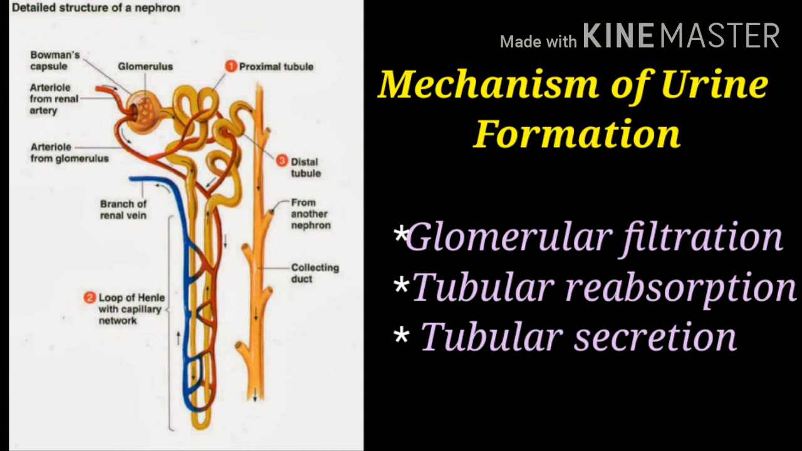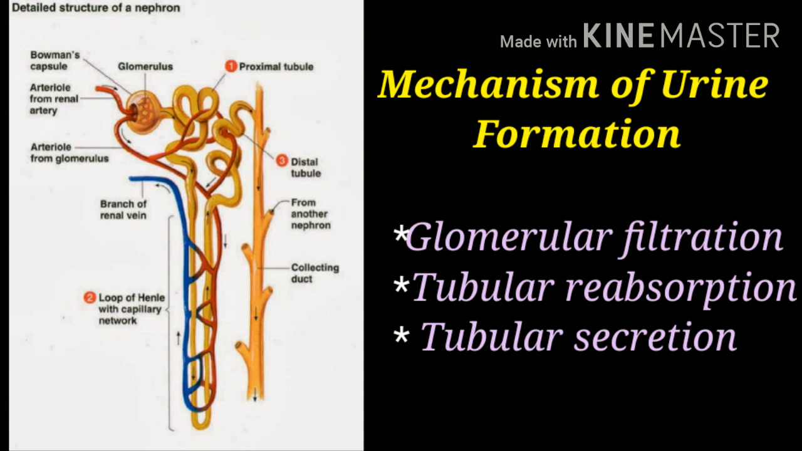Here, urine formation begins with the filtration of blood through the epithelial walls of the glomerulus and Bowman's capsule. The filtrate is called the glomerular filtrate. Where does it begin? Urine formation begins at the glomerulus and Bowman's capsule.